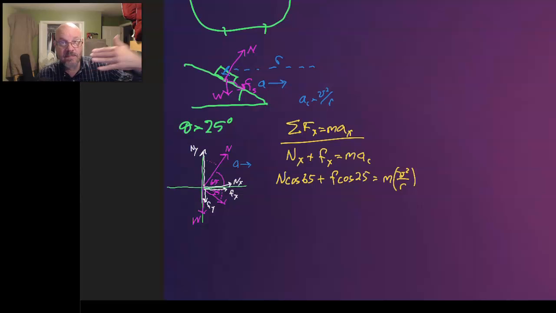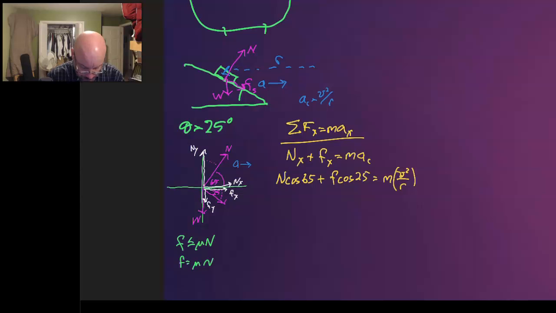Now I want to substitute in, do a little bit more algebra there, because we know that the friction is always going to be less than or equal to mu times the normal force. We want to know the fastest that it can go, which means we're going to be at the max. And so we'll actually choose that the friction is equal to mu times N. So that puts us right at the very limit of what our friction can do for us. So if we plug in here, N cosine 65 plus mu N cosine 25, that's mv squared over r.